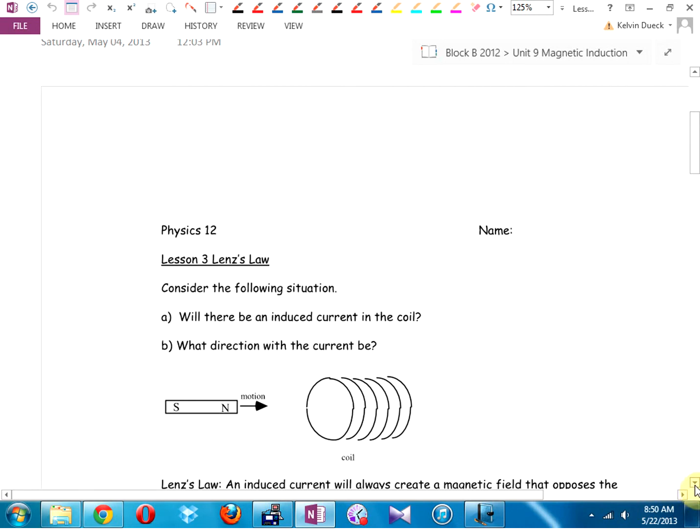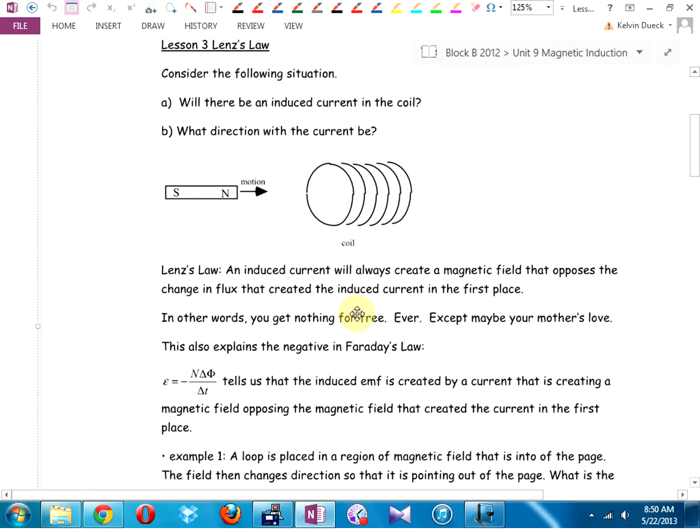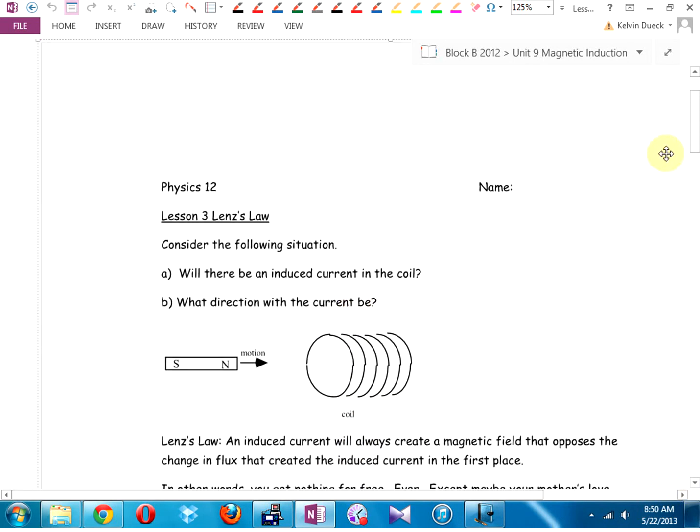It says, consider the following situation. Will there be an induced current in the coil if we move that magnet to the right? Well, the answer is yes, since the change in flux is not zero, since there is a change in flux.